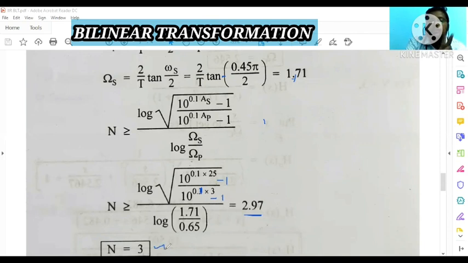Then the third step will be to find out the transfer function H of s, which is just taken from your table. From the table, n equal to 3 means H of s equals 1 by s plus 1, and a second factor term. One is first order and another is second order. So 1 by s plus 1, s square plus s plus 1. This is the transfer function I just took from your table.